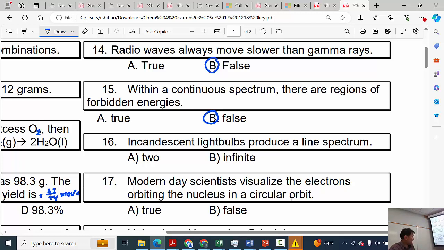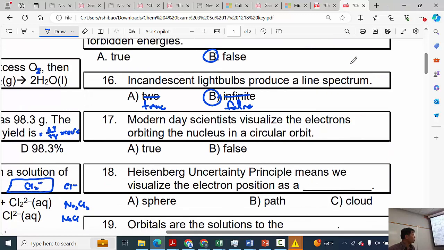Incandescent light bulbs produce a line spectrum. Line spectrum is quantized. Do incandescent light bulbs produce a quantized spectrum? No, this is the hot metal. So this is false. Incandescent light bulbs produce white light, and white light consists of all the colors of the rainbow. And so we have a continuum of colors.